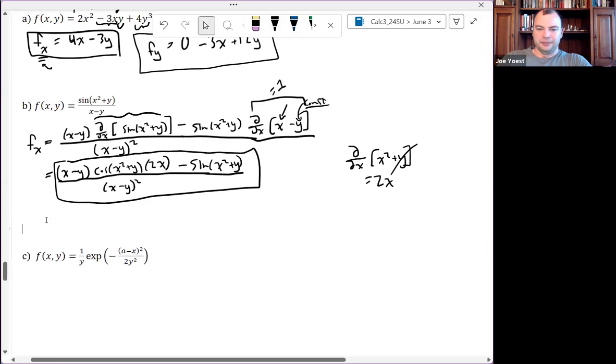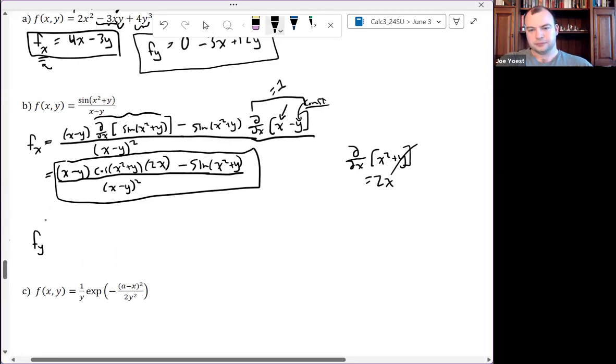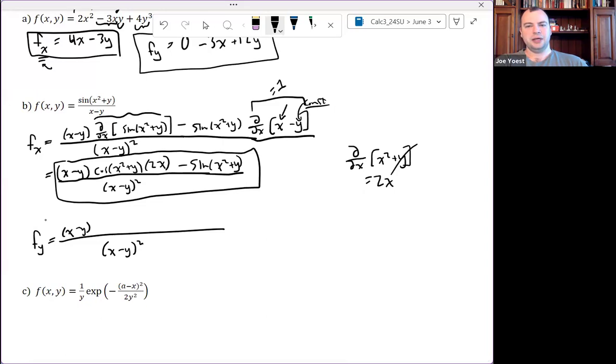And then df dy, it's going to be pretty similar. We're still going to get an x minus y squared in the denominator. We still get an x minus y in the top. Note that as far as the denominator is concerned, x and y work pretty similarly, right? The numerator is a little bit different. I'm going to have x minus y times the partial with respect to y of sine of x squared plus y. But that's cos of x squared plus y times the partial with respect to y of x squared plus y. That's 0 plus 1 when I take the partial with respect to y, treating x as a constant.